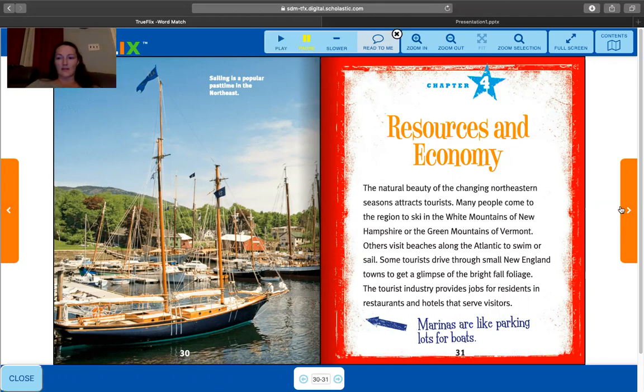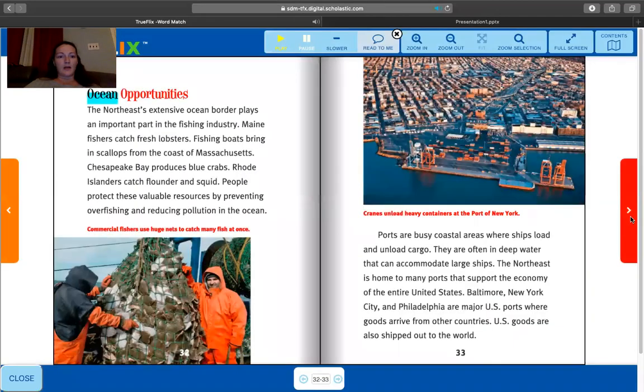All right, Miss Mac's going to continue reading it. Ocean opportunities. The Northeast's extensive ocean border plays an important part in the fishing industry. Maine fishers catch fresh lobsters. Fishing boats bring in scallops from the coast of Massachusetts. Chesapeake Bay produces blue crabs. Rhode Islanders catch flounder and squid. People protect these valuable resources by preventing overfishing and reducing pollution in the ocean.